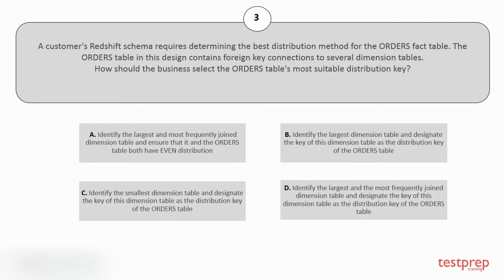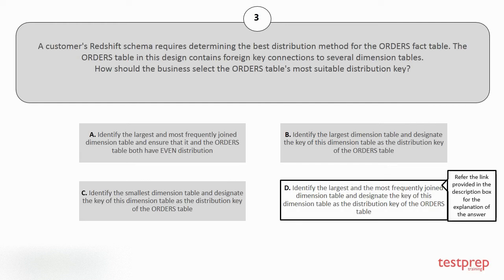Your options are A. Identify the largest and most frequently joined dimension table, and ensure that it and the orders table both have even distribution. B. Identify the largest dimension table, and designate the key of this dimension table as the distribution key of the orders table. C. Identify the smallest dimension table, and designate the key of this dimension table as the distribution key of the orders table. D. Identify the largest and the most frequently joined dimension table, and designate the key of this dimension table as the distribution key of the orders table. The correct answer is option D.